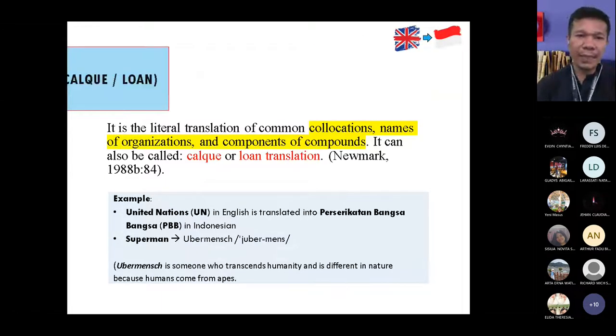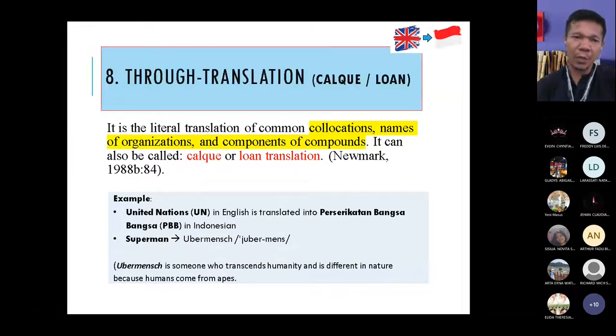Right, the eighth translation procedure, we call it true translation, yeah, or sometimes we call it calque or loan, yeah.